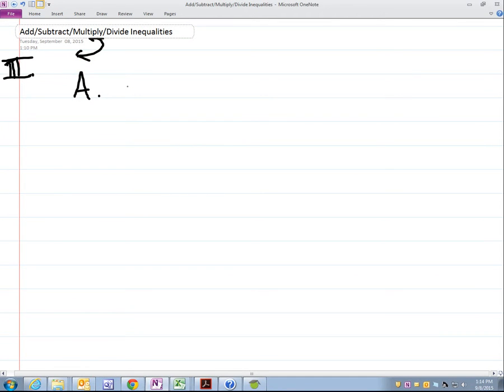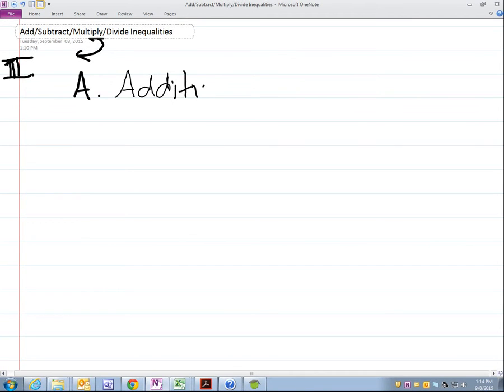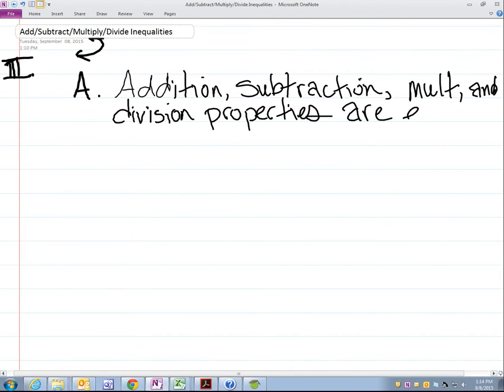A. Addition, subtraction, multiplication, and division properties are so similar.